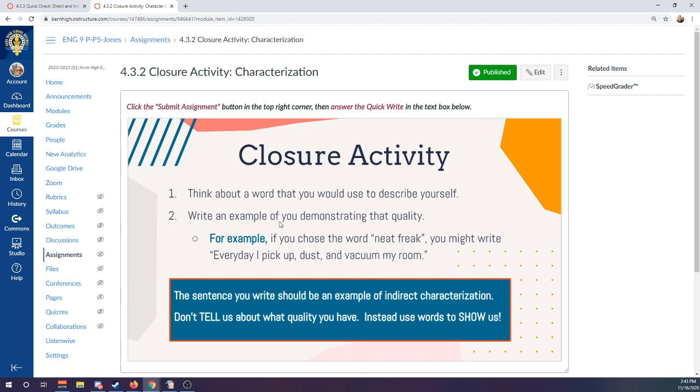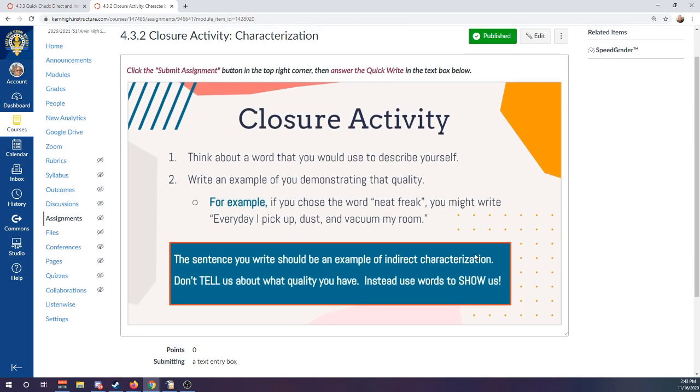What you'll do is write an example of you demonstrating that quality. So you are going to be using indirect characterization on yourself. I could directly tell you that I'm a nerd, but where's the fun in that? I want to indirectly tell you that I'm a nerd. So I'm going to write one sentence. You are going to write one sentence where you describe yourself as an example of indirect characterization.